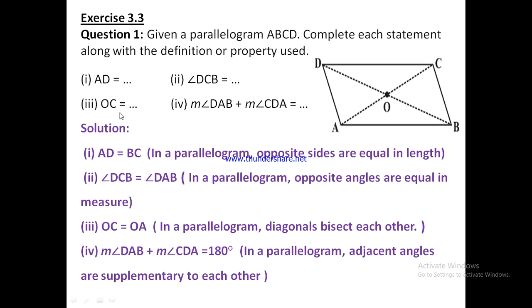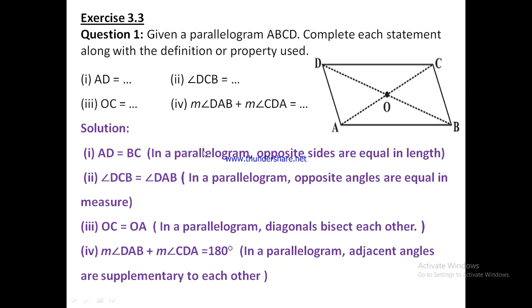Third, OC is equal to OA, as we know that diagonals of a parallelogram bisect each other. ठीक है, bisect means it is dividing it into two equal parts. So we know that OC is equal to OA and OD is equal to OB.